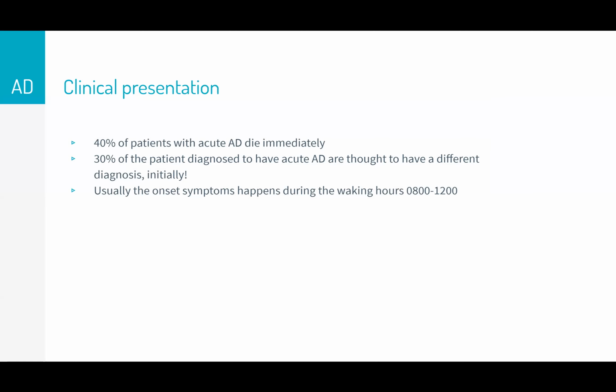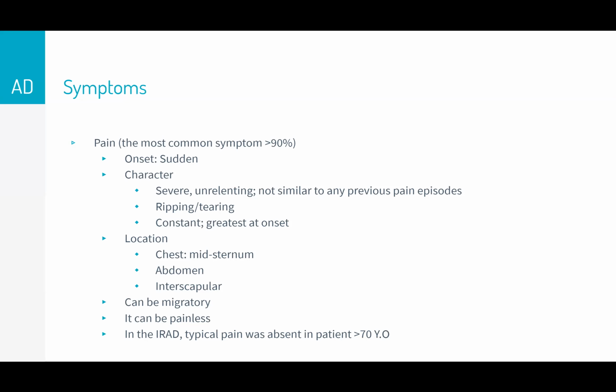Usually the onset of symptoms happens during the waking hours. They found in the International Registry of Aortic Dissection that most of the admissions of aortic dissection happen during the waking hours, between 8 and 12. This could be because most of the physical activity happens in the morning, and that is accompanied by spikes in blood pressure, or maybe because of the different blood pressure readings between different times in the day. Usually in the morning it's higher when the patient's awake and with the daylight.